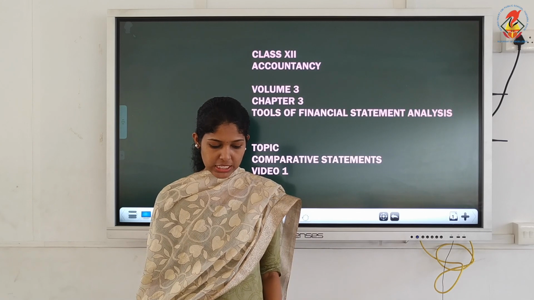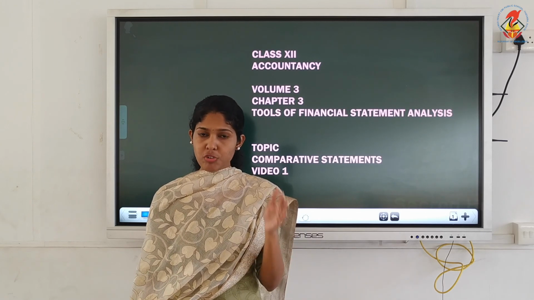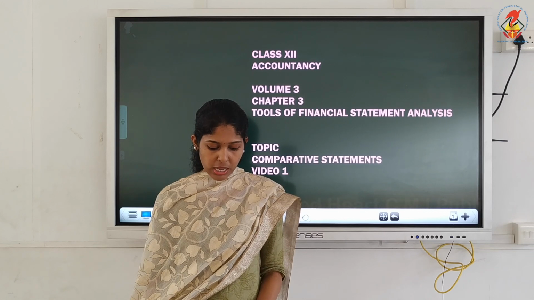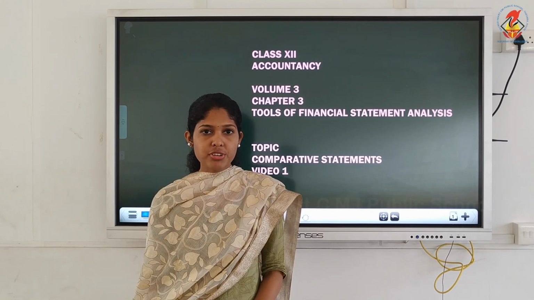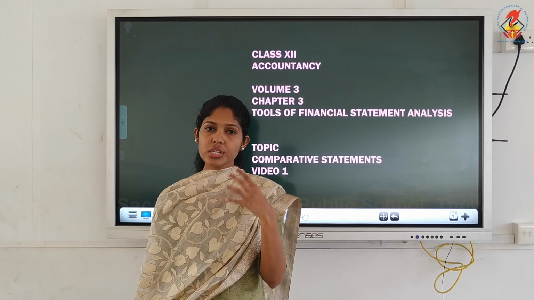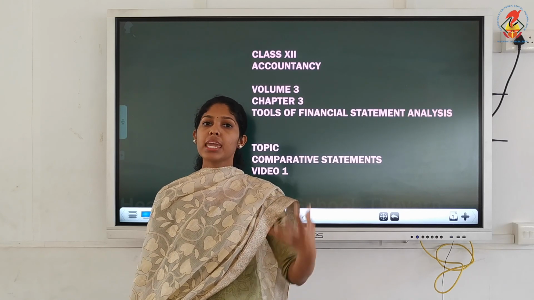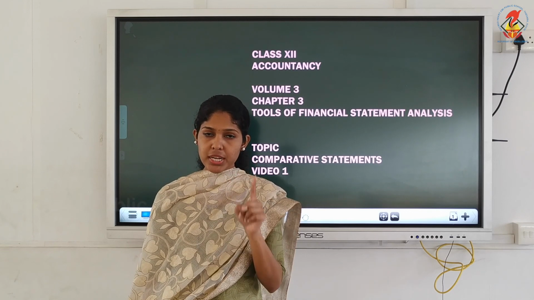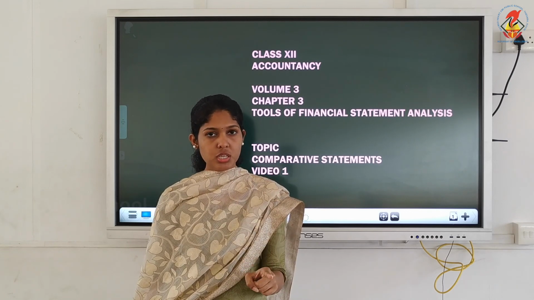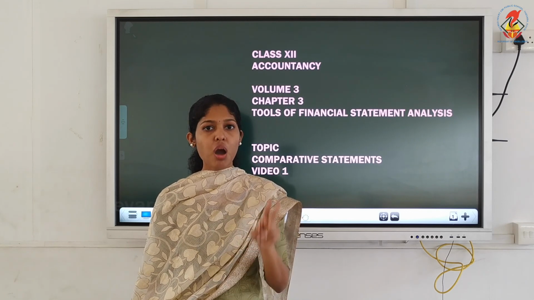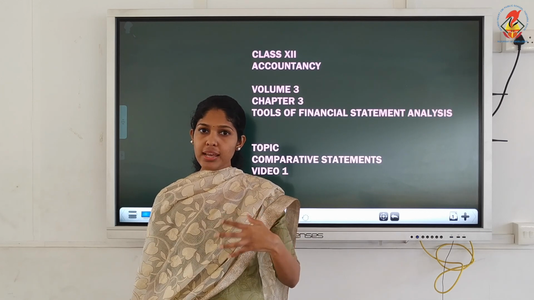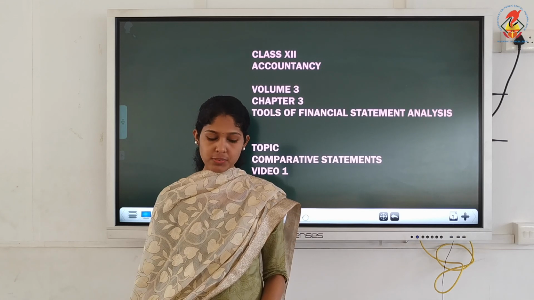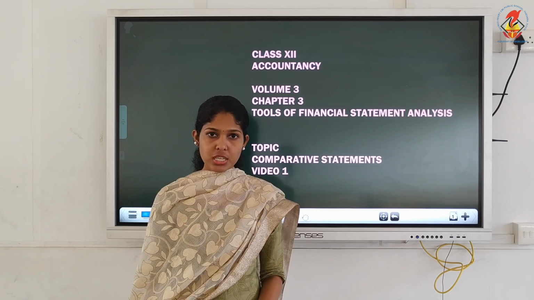Now you give the heading. You copy the format into your notebook. Then you write this heading: Comparative statement of profit and loss. We are going to discuss comparative statements. Again, under comparative statements, we have subdivisions. One is comparative statement of profit and loss. The other is comparative statement of balance sheet. We want to analyze both P&L and the balance sheet. So first we will do comparative statement of profit and loss.